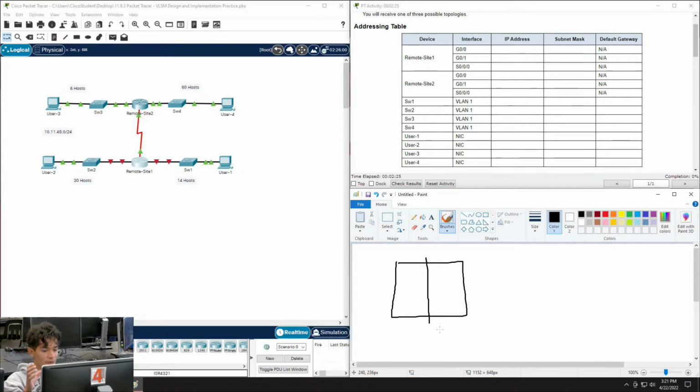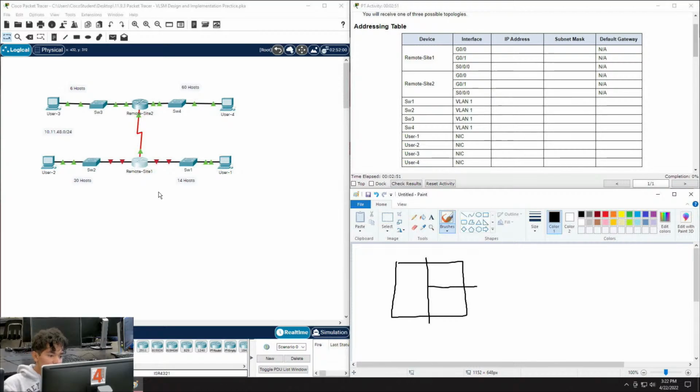And we could organize that however we want with the hosts and other host devices. But with variable length subnetting, we're going to be a bit more particular and split those networks in half again. So we'll have different subnets of different lengths, which would make networks more efficient.